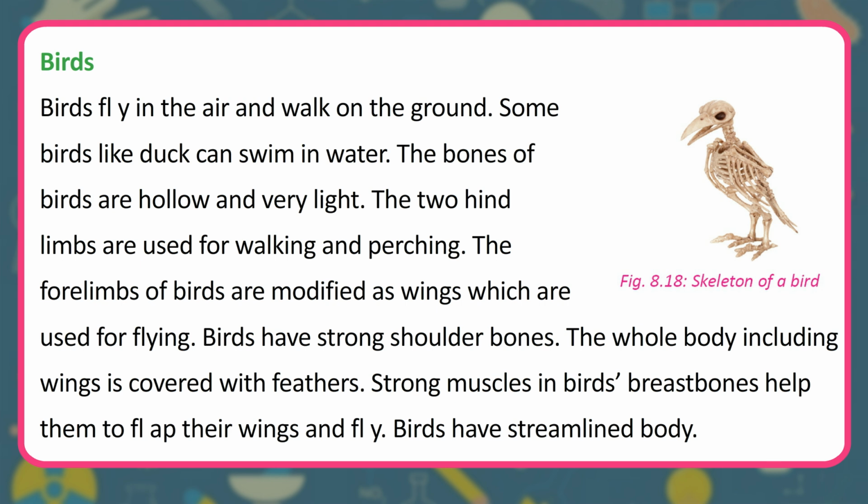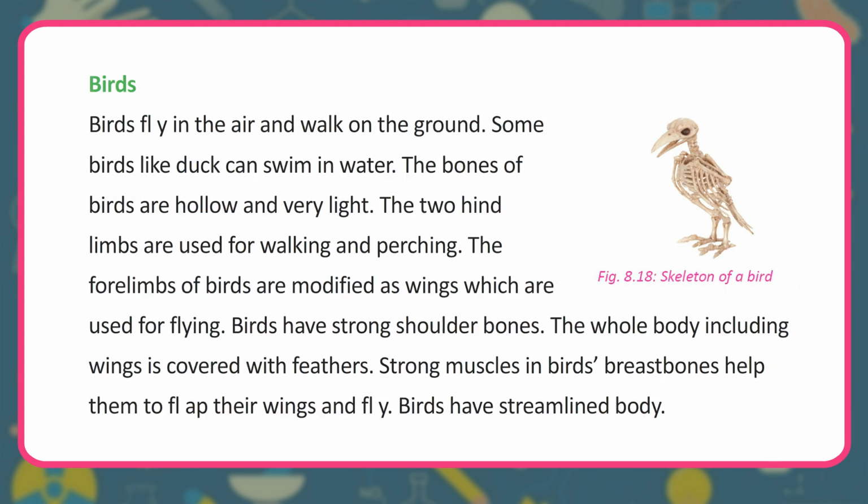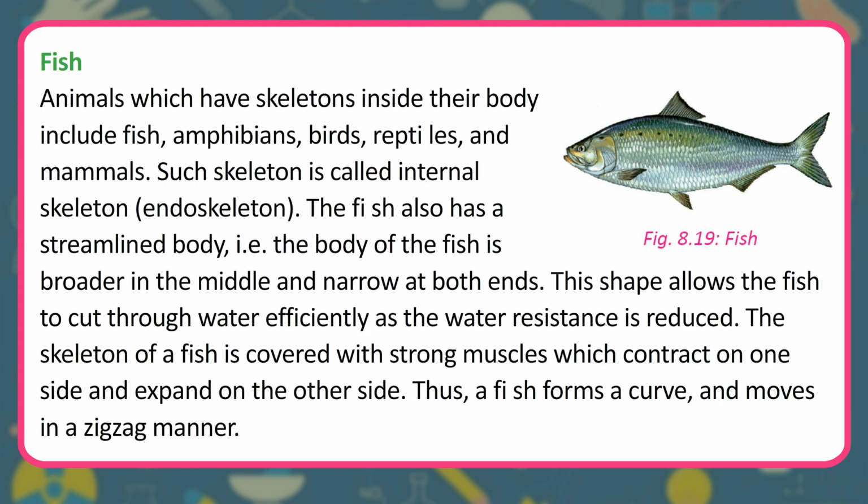Birds have strong shoulder bones. The whole body including wings is covered with feathers. Strong muscles in birds' breastbones help them to flap their wings and fly. Birds have streamlined body. Fish.